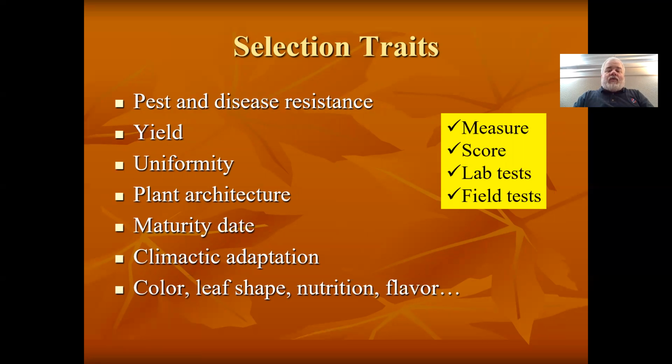So, we've already talked about these selection traits earlier in this lecture, but now we have to start making decisions and making choices, making measurements, scoring them, doing laboratory tests, doing field tests, and looking at all of these things. How does it work with pest disease? Does it have the disease resistance I want, the yield, the color, the uniformity, and all of those things that are important for me from either a plant breeding standpoint or as a grower.